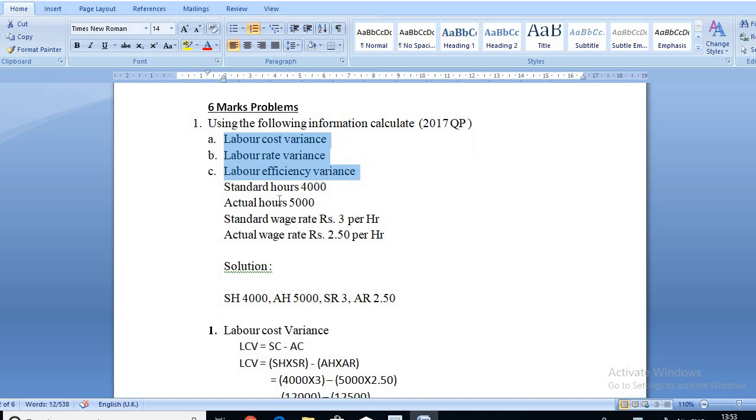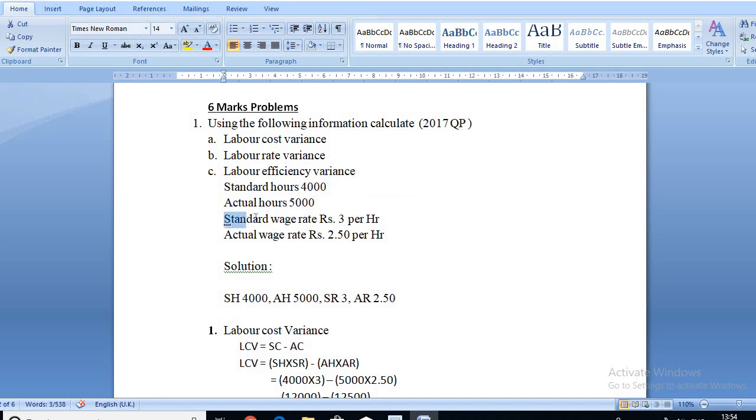The information given: standard hours 4000 hours. This will be the SH, standard hours, and actual hours will be 5000 hours. This will be the AH. It means we have specified 4000 hours to complete that work, but actually the workers have taken 5000 hours. Now here the variance will be 1000 hours.